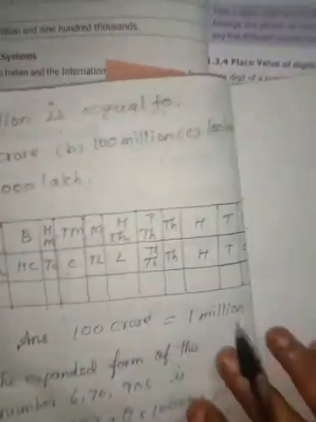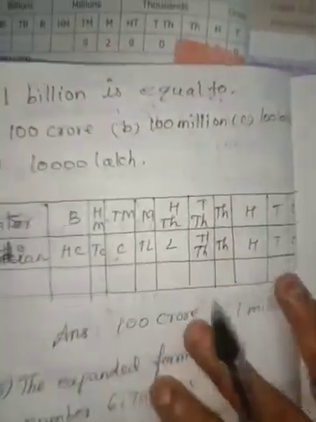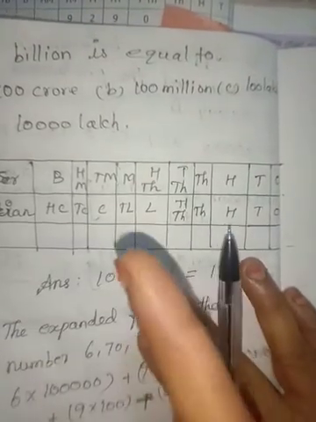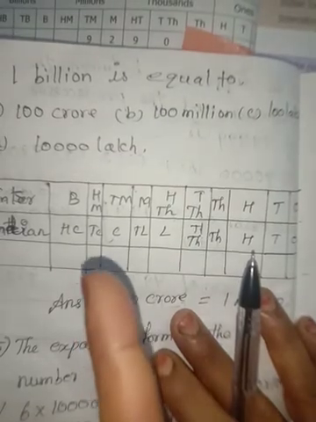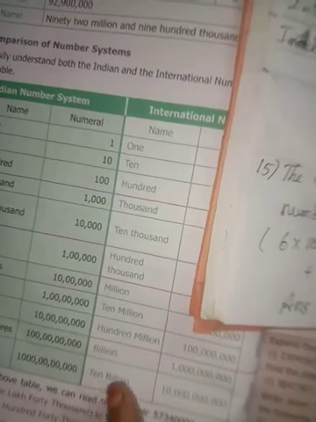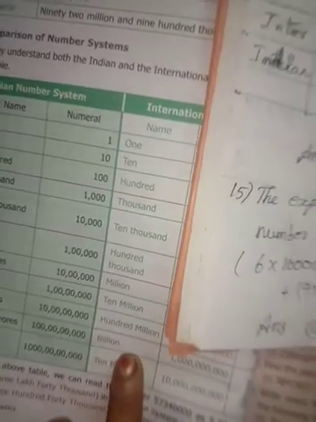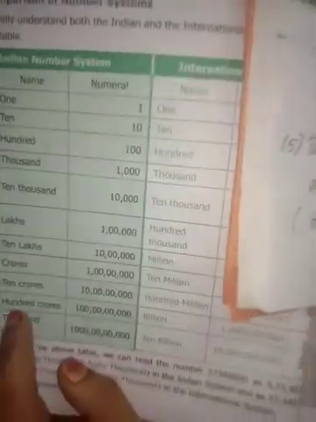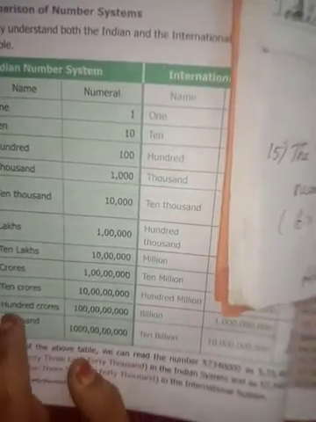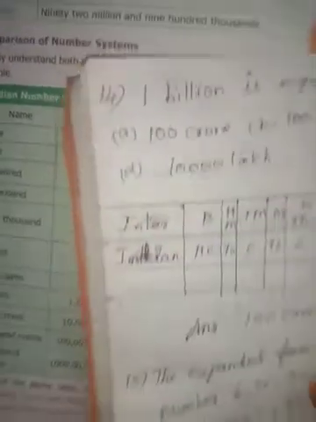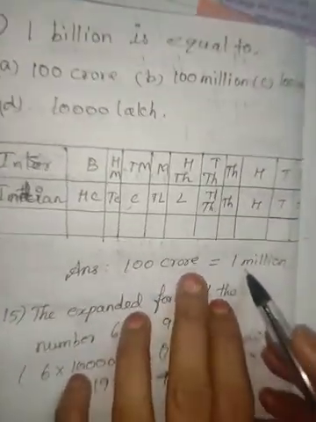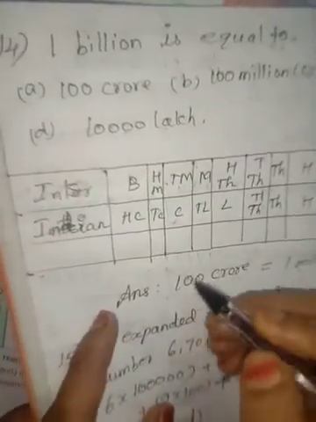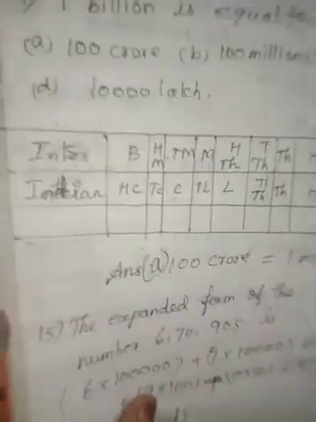Coming to the next one: 1 billion is equal to dash. Our choices are 100 crores, 100 million, 100 lakhs, 10,000 lakhs. Look here. Choose 1 billion here. 1 billion is equal to dash in the Indian system. So 1 billion is 100 crores in the Indian system. That's why we can say that 1 billion is equal to 100 crores. That is the answer, so we choose option A.